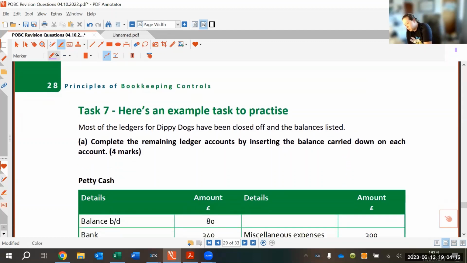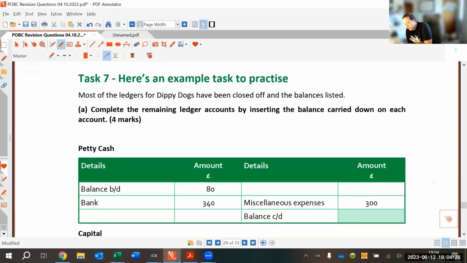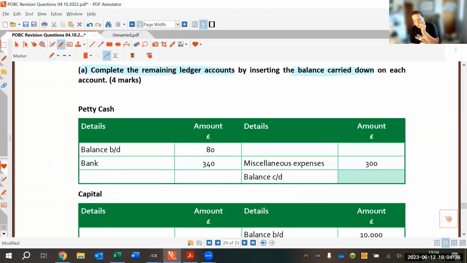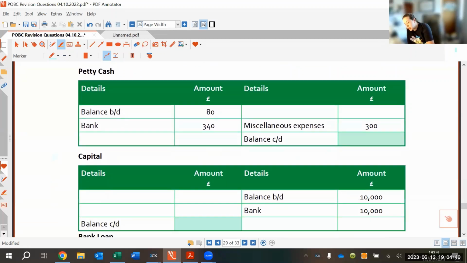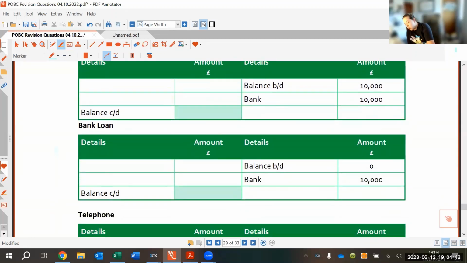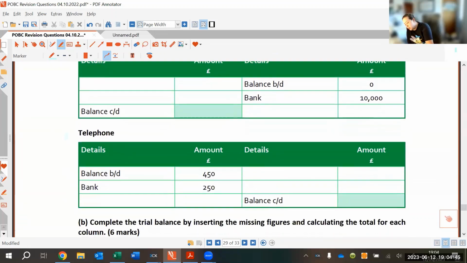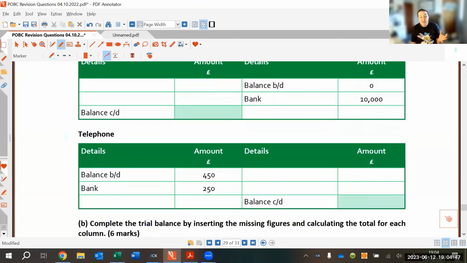So we're back with Dippy Dogs. It's been Dippy Dogs or Cool Cats for most of this. Most of the ledgers for Dippy Dogs have been closed off and the balances are listed. However, we've got some remaining ledger accounts and we have to complete those by inserting a balance carried down on each account. We don't have enough space for a balance brought down, just a balance carried down. So we've got petty cash, capital, the bank loan, and the telephone account. That's going to be 4 marks there.